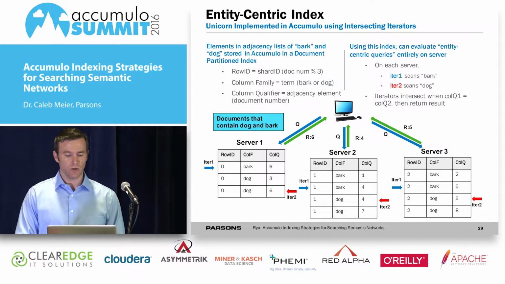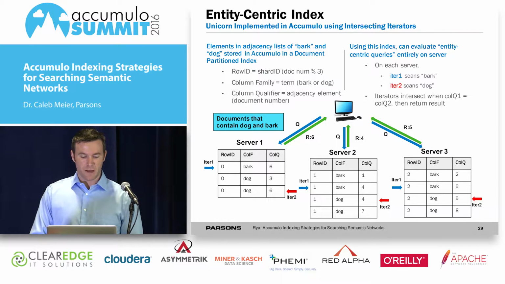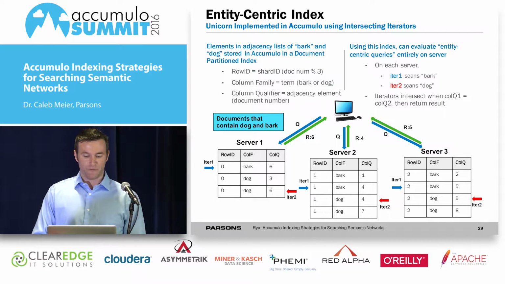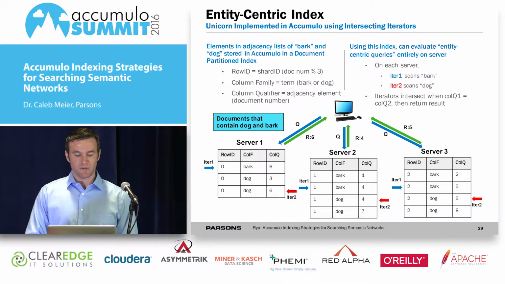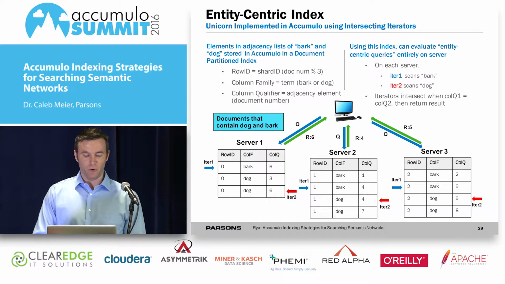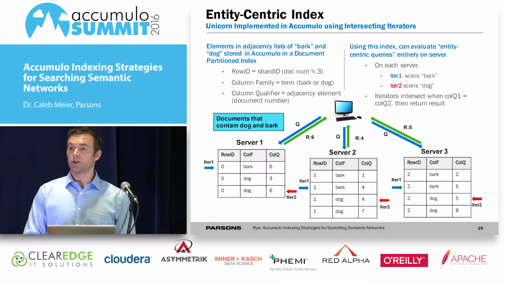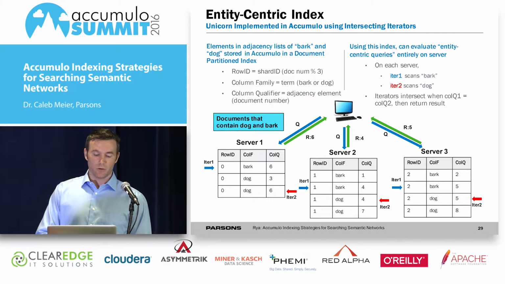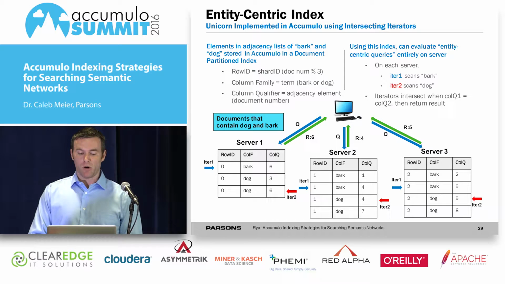Similarly, on server 2, iterator 1 stops at bark with column qualifier 1, then iterator 2 stops at dog with column qualifier 4. We see that we don't have an intersection, even though the row IDs are equal, the column qualifiers are different. We see that the column qualifier of iterator 1 is less than the column qualifier of iterator 2. We increment iterator 1, and now the column qualifier is 4. Column qualifiers and the rows are equal, we have an intersection, we pass back our result. And that's the general idea. So you're effectively performing a merge join on the server.